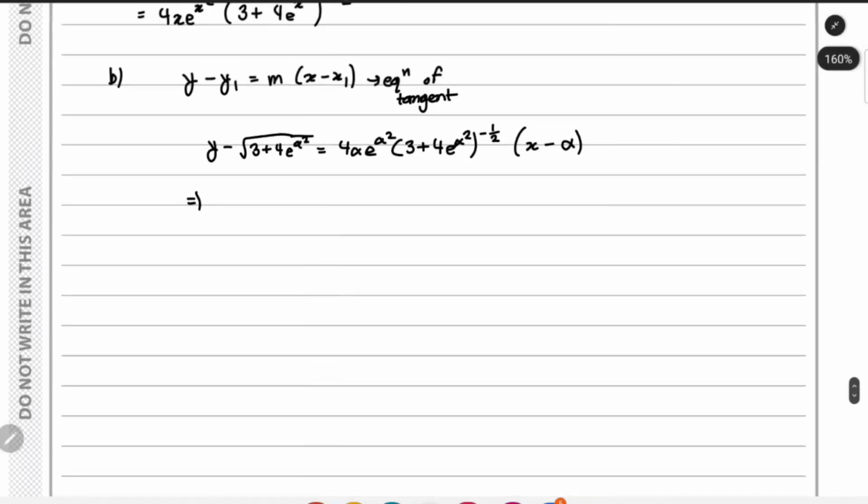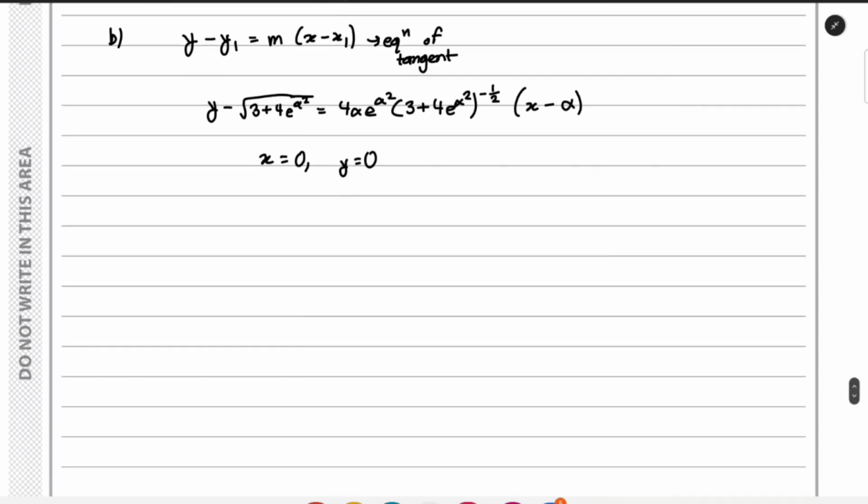Now we just have to solve this equation over here. We have to use the fact that when x is equal to 0, y will be equal to 0 for this graph. So I'll just place 0 over here. This is minus root 3 plus 4 e to the power alpha square, and on the right we have 4 alpha e to the power alpha square multiplied by 3 plus 4 e to the power alpha square to the power minus half times 0 minus alpha.